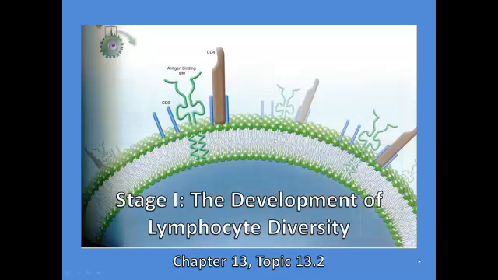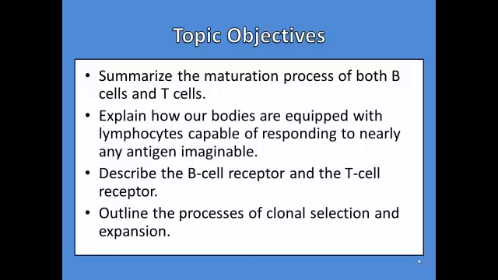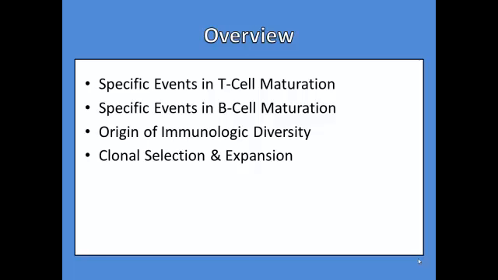Chapter 13, Topic 3.2, Stage 1, the development of lymphocyte diversity. In this topic, the learning objectives are: summarize the maturation process of both B cells and T cells, explain how our bodies are equipped with lymphocytes capable of responding to nearly any antigen imaginable, describe the B cell receptor and the T cell receptor, outline the processes of clonal selection and expansion.